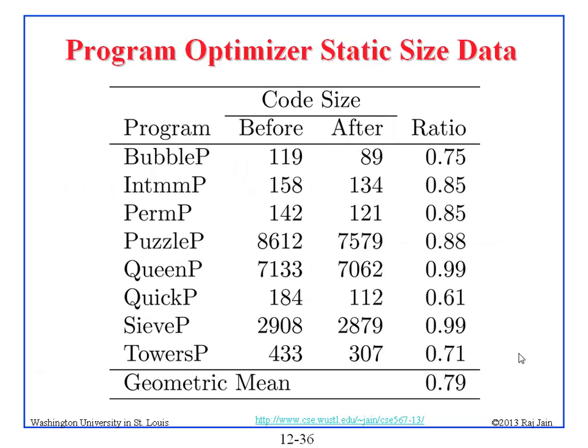So here is an example. The code size: there is some kind of optimization technique, and they tried it on many different benchmarks. On the first benchmark, before optimization the code size was 119, it became 89, so the ratio is 0.75, and so on and so forth. So what is the average performance of this technique?